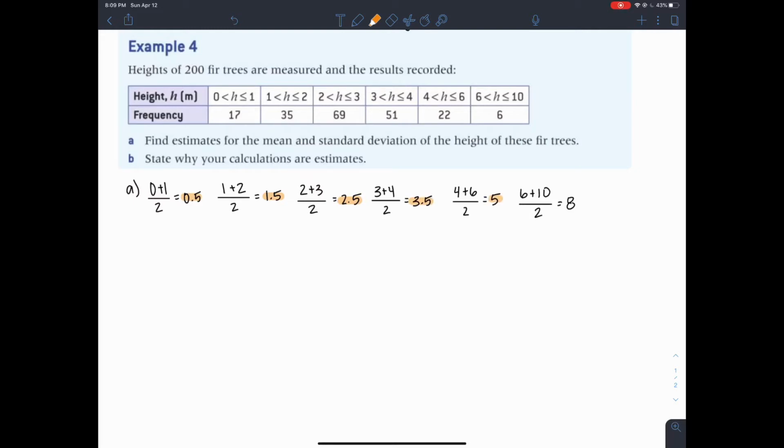So we're not using the values in our table because we actually don't know. We know that 17 of them are from 0 to 1 meter, but we don't actually know how many are 0 meters or 0.5, 0.75, whatever. We don't know how many are in each actual value. And there's so many between 0 and 1, so many different heights, that we have to use the midpoint as an estimate. So once we have these values, we're actually going to be using our graphing calculator.